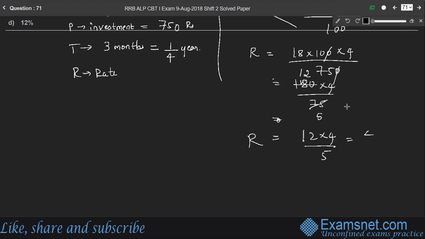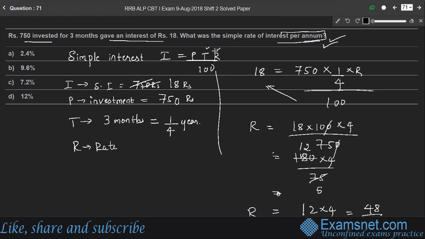So which is 48 by 5. 5 into 9 is 45, 3 is the remainder. So 9.6% is the rate of interest per annum. 9.6% is the rate of interest. Option B is the right answer.